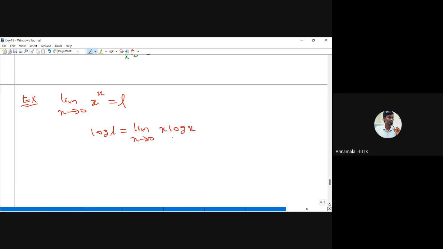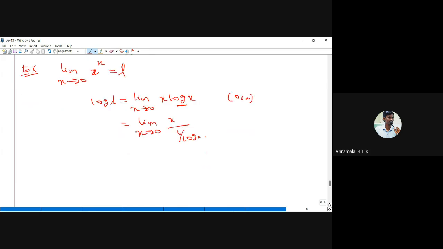Now what form is this of? 0 into log 0. So what is log 0? It is infinity, not defined. We call it infinity actually. This is of the form 0 into infinity. So therefore we have to write it in 0 by 0 form. So that is the limit as x goes to 0 of x by, so we get infinity for this term. Therefore we've got to write 1 by 1 by log x. Okay, either we can convert into 0 by 0 form or infinity by infinity, so maybe we can write it as infinity by infinity.